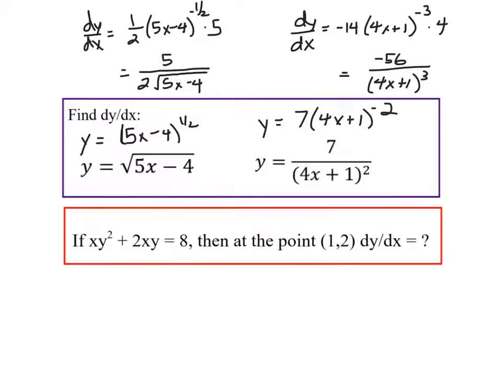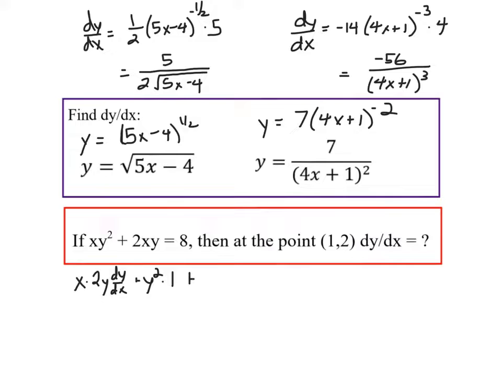Finally, it says if xy squared plus 2xy equals 8, then what, at the point 1, 2, what is the derivative? So we've got some implicit, and here it's actually saying what is the slope at the point 1, 2. So the first thing, of course, we need is the derivative. So you'll notice it is implicit. We're going to need some product rule here. So let's start with that. We've got first times derivative of the second plus second times derivative of the first, which of course is just 1.